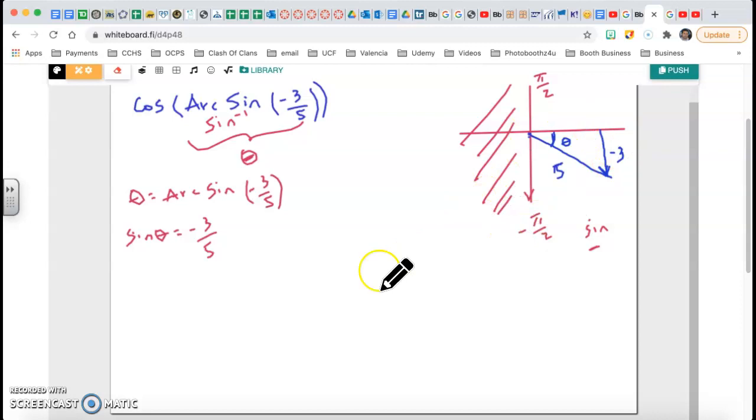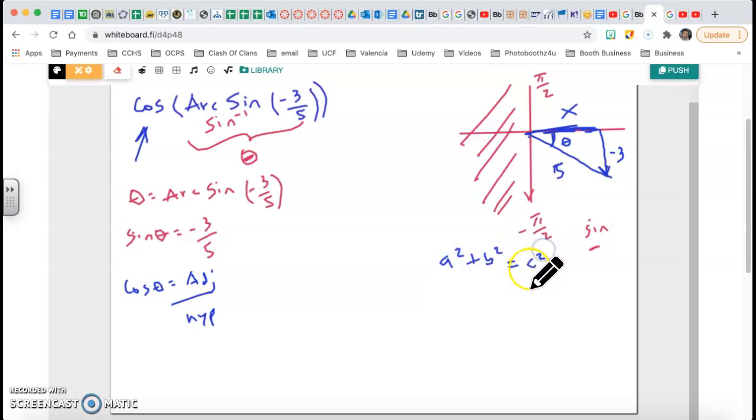Same thing as before. Now, what I'm looking for is my cosine. And remember, my cosine of the angle is adjacent over hypotenuse. My adjacent to the angle is this. Let's call that x. This side is my adjacent. Therefore, I gotta use the Pythagorean theorem again. So let's do that. So it's going to be a squared plus b squared equals c squared. Remember, this is your hypotenuse. The c value is the hypotenuse, which is your 5.